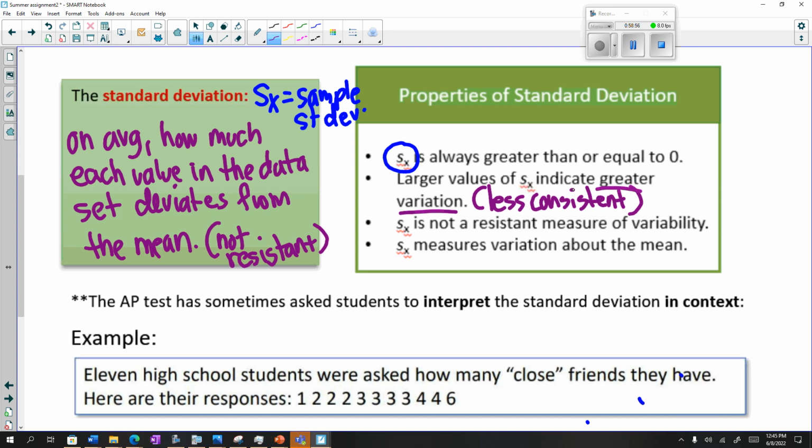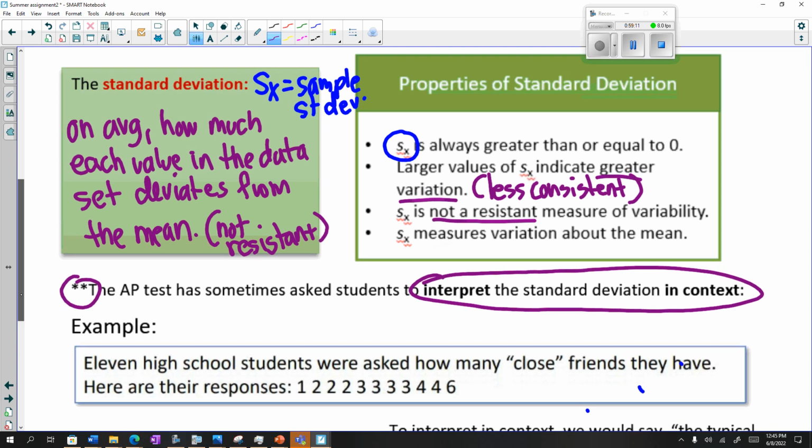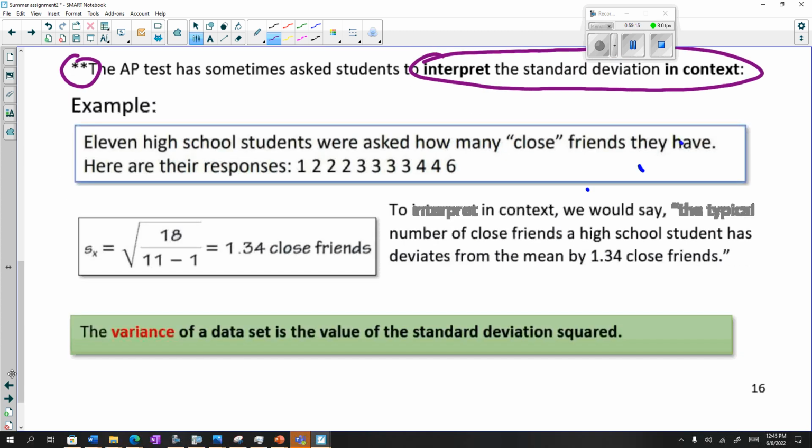Standard deviation is not resistant because it uses the mean, and the mean is not resistant, okay? The AP test has sometimes asked students to interpret the standard deviation in context. Here's an example. I starred this because I have seen it in the form of a multiple choice and a free response. It says, 11 high school students were asked how many close friends they have. Here are their responses: 1, 2, 3, 4, 6.